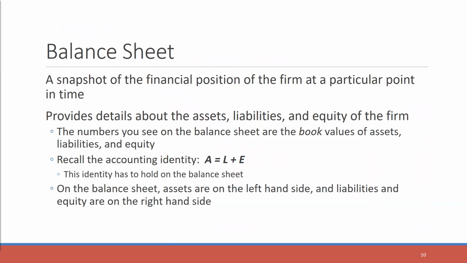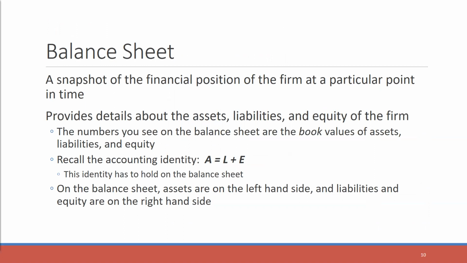Now, the balance sheet is a snapshot of the financial position of the firm at a particular point in time. It's going to provide details about the assets, liabilities, and equity of the firm. The numbers you see on the balance sheet are book values of assets, liabilities, and equity.